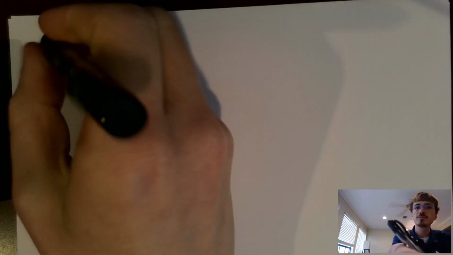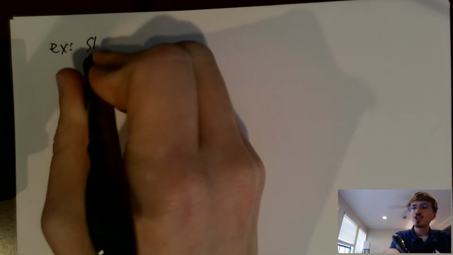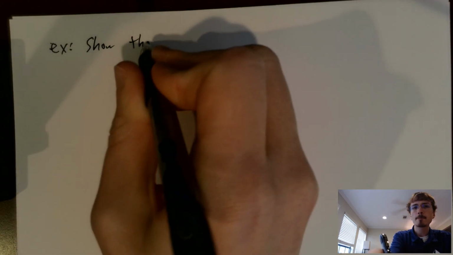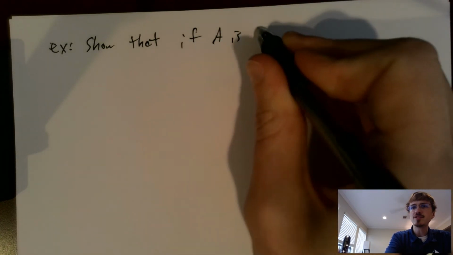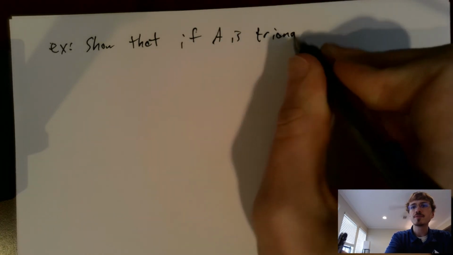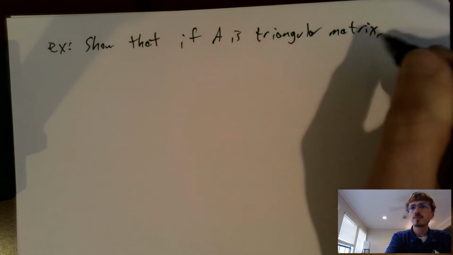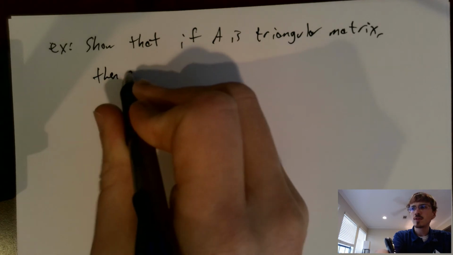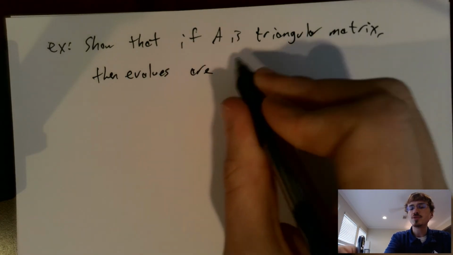Let's do another example. Show that if A is a triangular matrix, then the eigenvalues are just the entries on the diagonal.